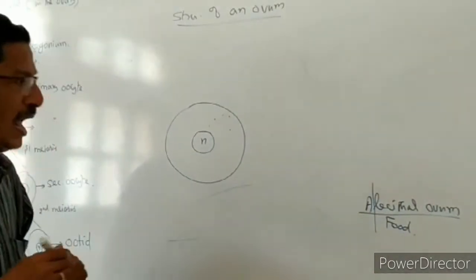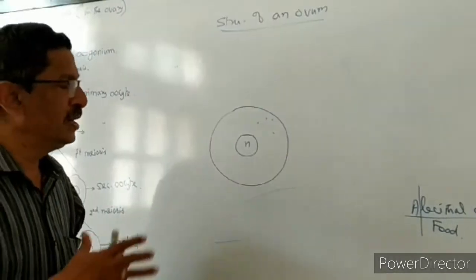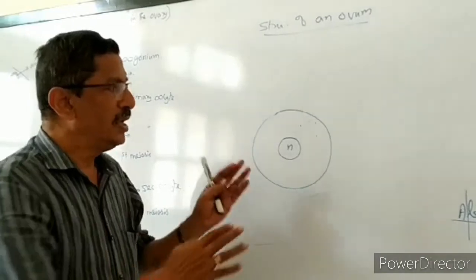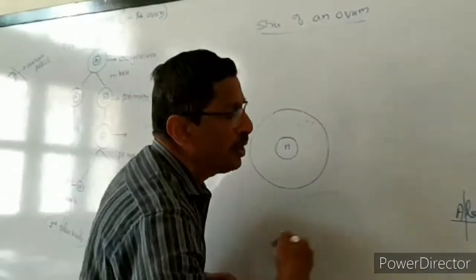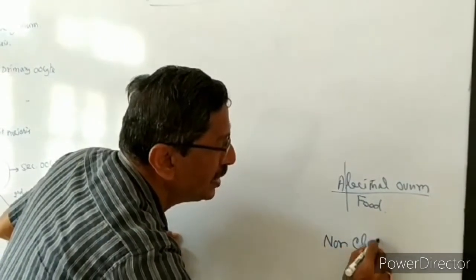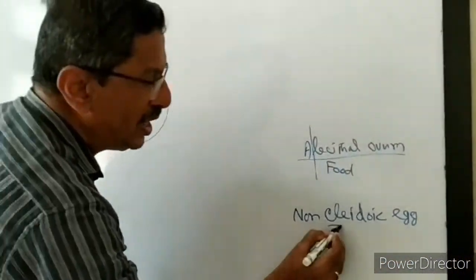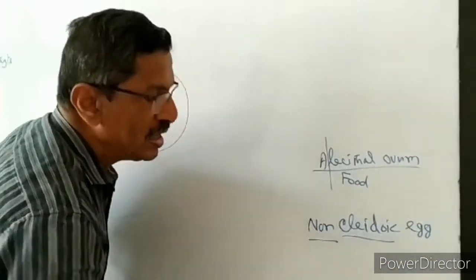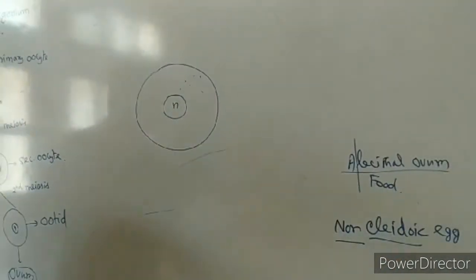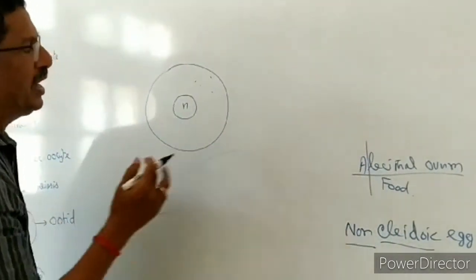This cell is not having any shell, outer shell. Now in the introduction topic we have studied, the eggs will be provided with shells like the bird's egg and the reptile's egg. But here the shell is not present. Because of the absence of shell, it is called a non-cleidoic egg. The ovum and egg are both the same. Cleidoic means presence of shell. Non-cleidoic means absence of shell in the eggs. So this ovum is not having any shell.